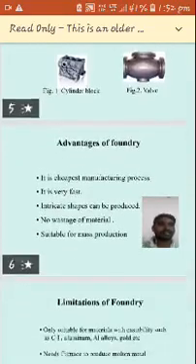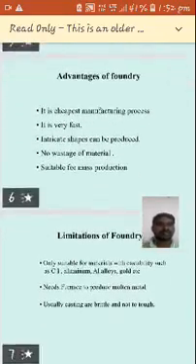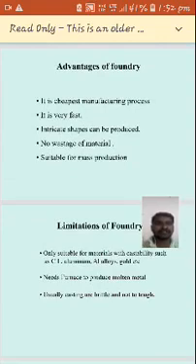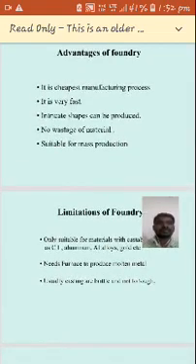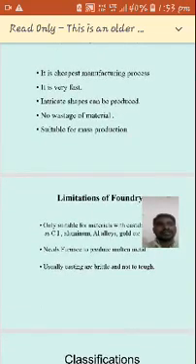Okay. So as I have discussed, what are the advantages of foundry? We have a few advantages. The first one is that it is the cheapest manufacturing process. It is very fast. It is easy to make. Intricate shapes can be produced. There is no wastage of materials, so material wastage is less. It is suitable for mass production, which means n number of objects can be manufactured by using this manufacturing process.